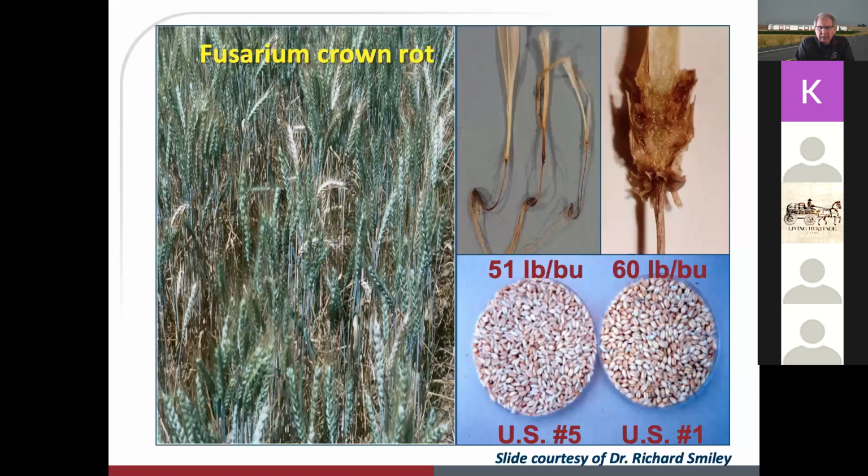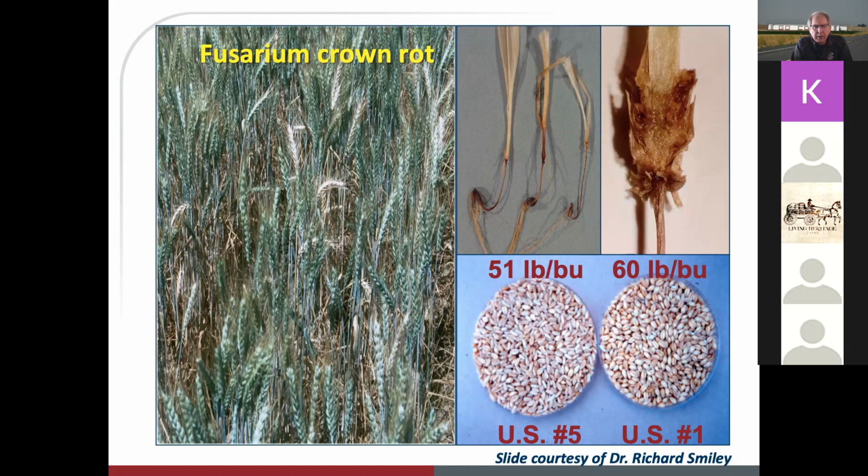Okay, lastly, I want to mention Fusarium crown rot. This is a very widespread disease across the inland Pacific Northwest. It's caused by a couple of different fungi. It infects the roots, establishes itself in the crown, and then basically chokes off the water supply to the plant. And in that left-hand panel there, what you see are some standing whiteheads, dead standing stems, a very common symptom of this disease.